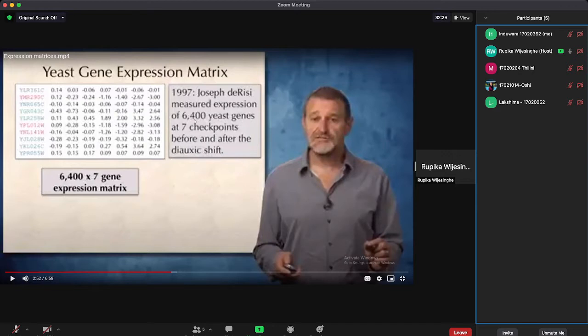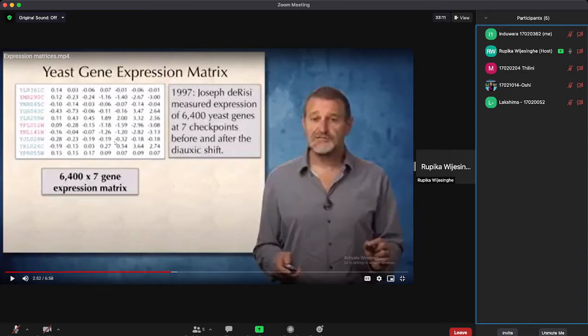6,400 yeast genes. The yeast gene expression matrix was done in 1997 by Joseph. He measured the expression of 6,400 yeast genes at 7 checkpoints before and after the diauxic shift, so you have 6,400 rows and 7 columns, that means 7 conditions.